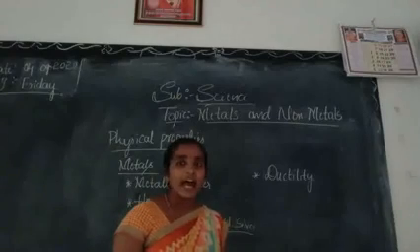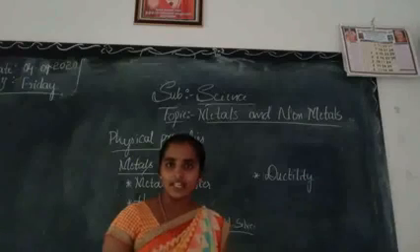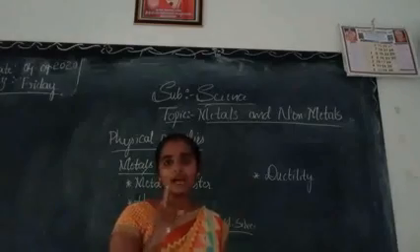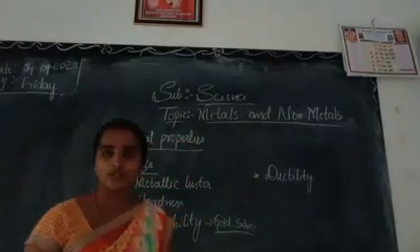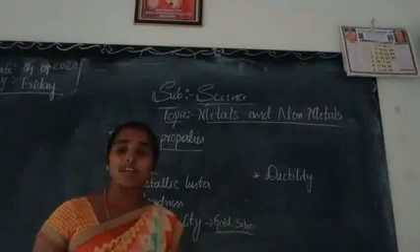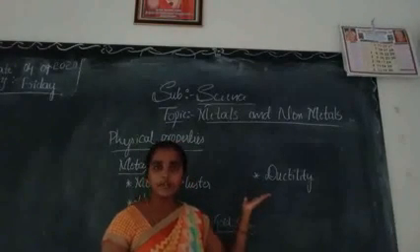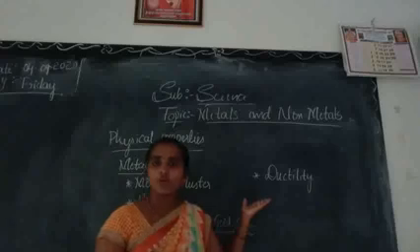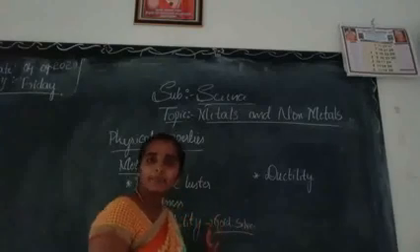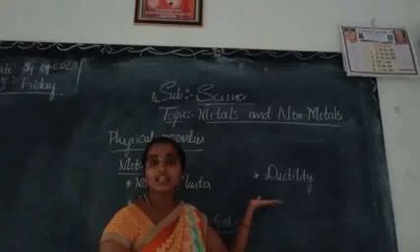From 1 gram of gold, we can draw a wire 2 kilometers long, and that is because of the ductility property. So gold is a malleable and ductile metal. It can be beaten into a thin sheet and it can be drawn into a thin wire.